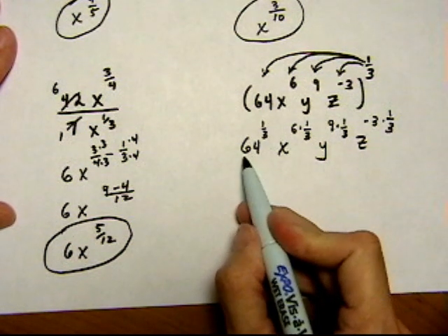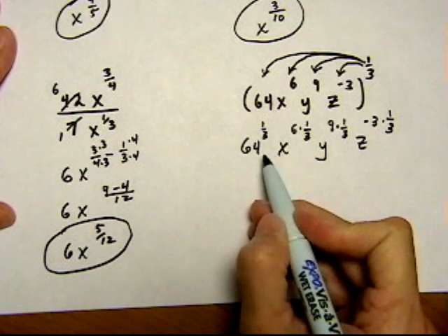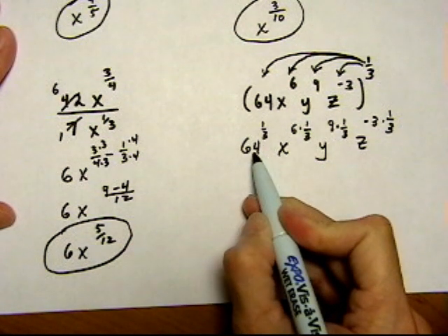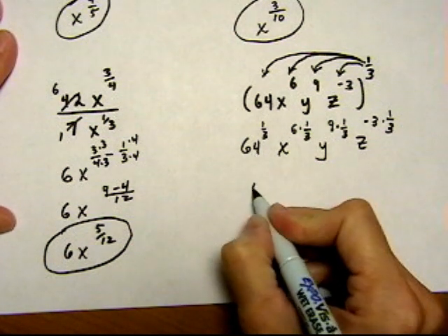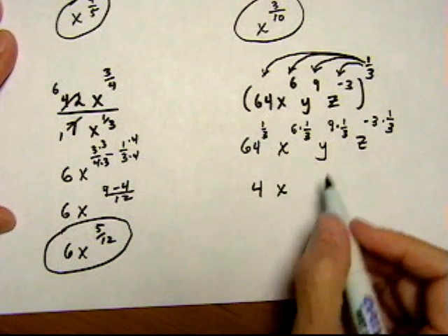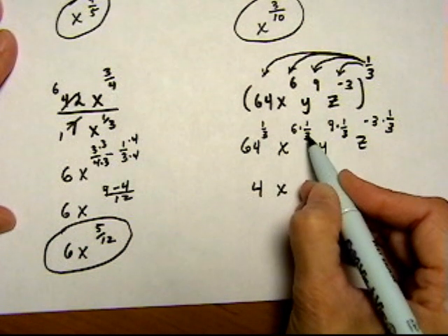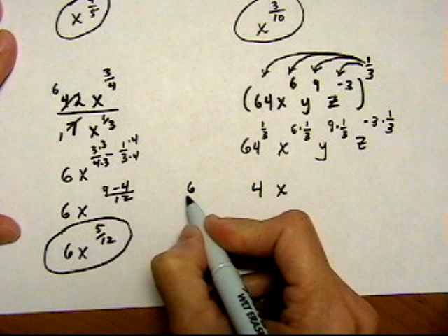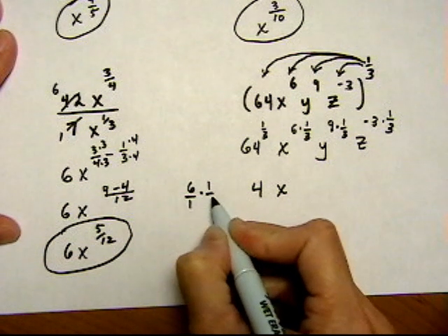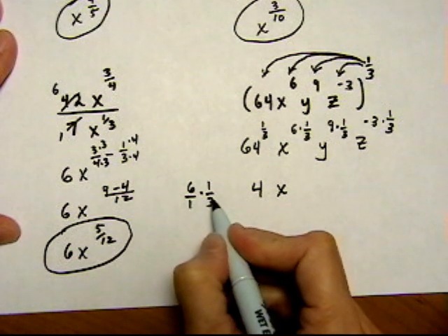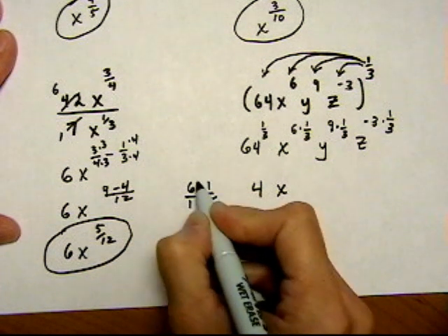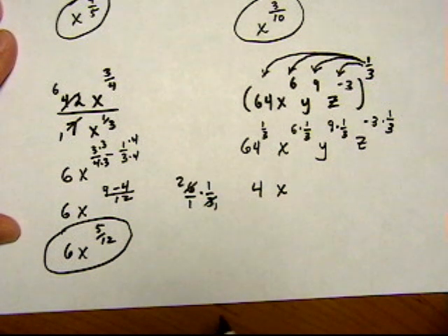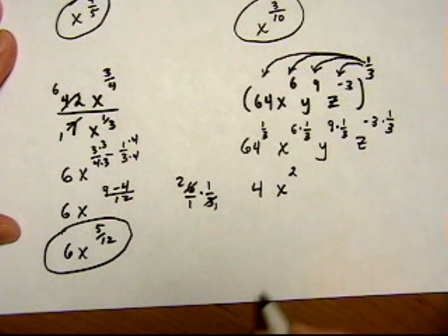And now we can evaluate 64 to the 1/3. So it would be the cube root of 64, which is 4, x to the, and 6 times 1/3. You could think of it as 6 over 1 times 1/3 if it's a bit easier to look at that way. And we can do some canceling here. Divide by 3. So that's going to give us x squared.